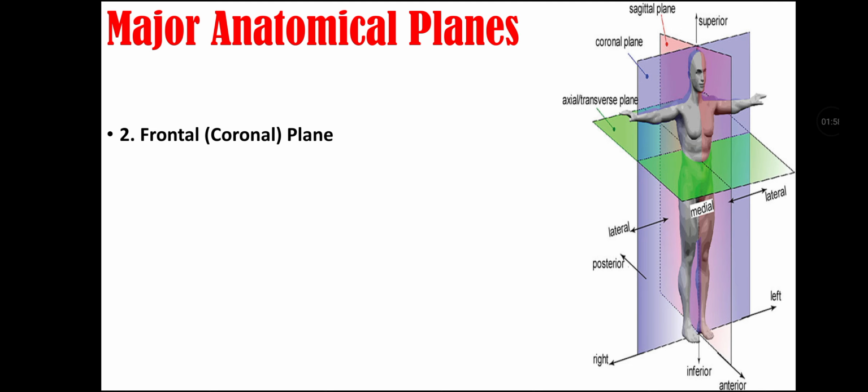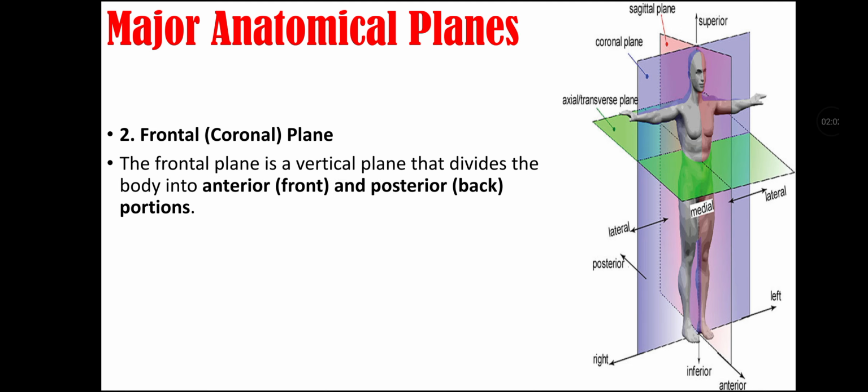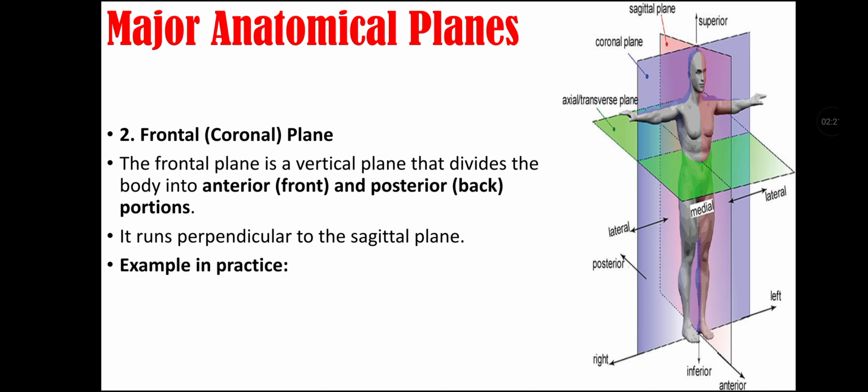Second major anatomical plane is frontal plane, that is also called as coronal plane. Frontal plane is a vertical plane that divides the body into anterior and posterior portion, or the vertical plane that divides the body into front and back portion is frontal plane. It runs perpendicular to sagittal plane. You can see this plane in purple color in the diagram.